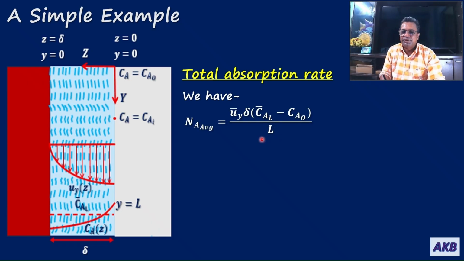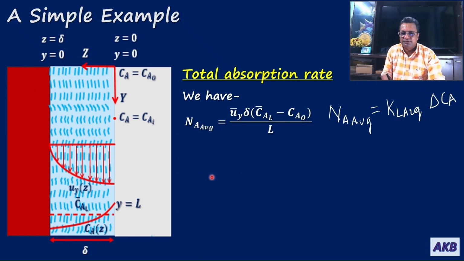Now we will try to bring the average mass transfer coefficient into this equation. So basically we want to express this equation in this form: NA average is equal to the mass transfer coefficient KL average into the concentration difference. The concentration difference is CAL bar minus CA naught. So we want to have the mass transfer coefficient in this equation.